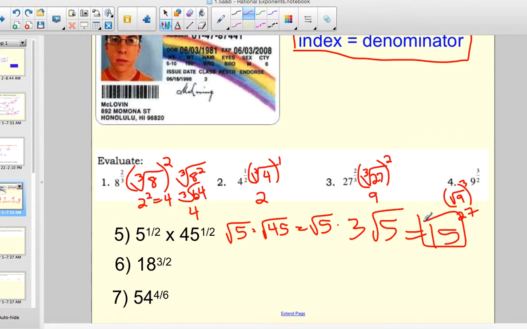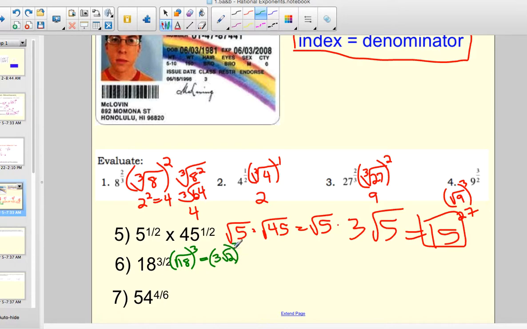The second one, we have 18 to the 3/2. So if I did 18 to the 3/2, I'm going to take the square root of 18, the index denominator, and I can't take that, but I'm not going to cube 18 either, right? So I'm going to try and see if I can simplify what's inside first. And I can. The square root of 18, I can break up into the square root of 9, which is 3, and the square root of 2. Now, I can work with that.